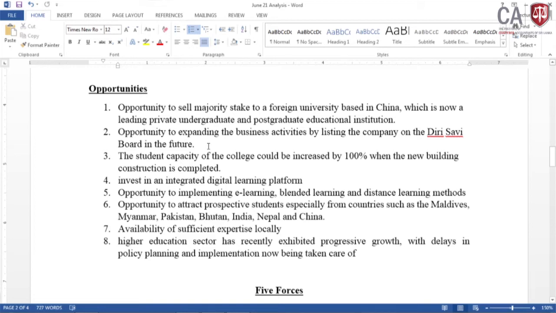The students' capacity of the college could be increased by 100% when the new building construction is completed. So, we have the opportunity to expand our capacity with this new building. Invest in an integrated digital learning platform. At the moment, we do not have a digital learning platform. What we can do is invest in a digital learning platform.